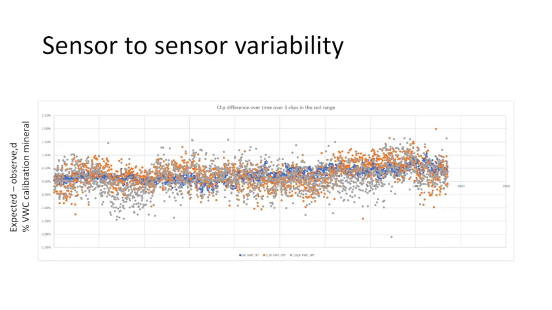And 95% of the points fall within plus or minus 1% volumetric water content. Now, these are the individual probe data, and on the y-axis, we have the expected minus the observed water content. So the raw data has been converted to water content for these, and we're able to test large populations of sensors this way.